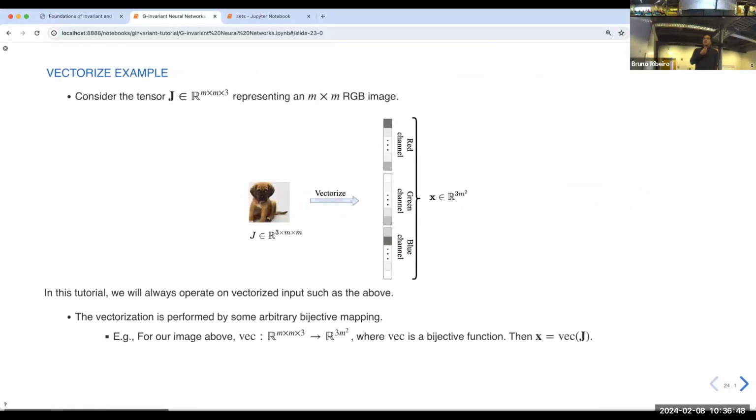So let's show an example of vectorization. Let's look at this tensor that represents an RGB image, m by m pixels. This cute dog here, and I'm going to vectorize the dog. Now the vectorization is just a bijective mapping, and you can do whatever you want. You can stack the channels first, or you can interleave the channels in the pixels, whatever you want. Just remember what this transformation is when you want to reverse it. But once we vectorize, we forget that it was a tensor, and we always work with the vector.